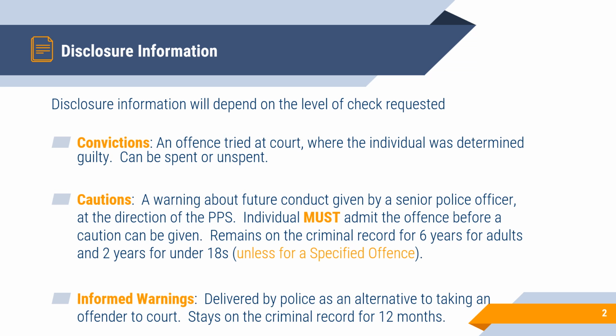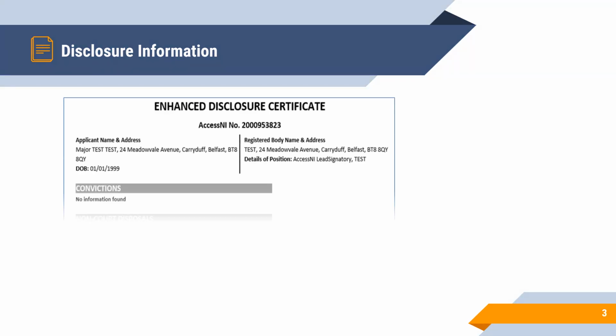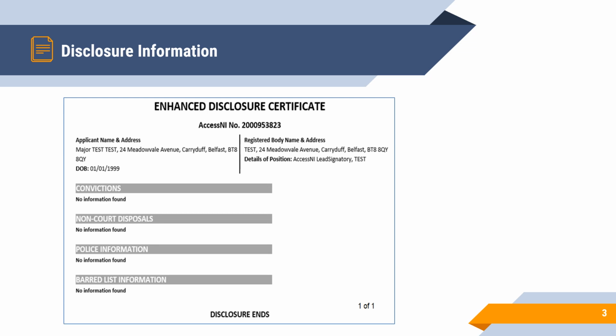Informed warnings are delivered by police as an alternative to taking the offender to court. Again, they are only disclosed on standard and enhanced checks for a period of 1 year following the date of the warning. If information exists, it is added to the disclosure certificate under the relevant heading, with convictions added first. Any cautions and informed warnings are added under the non-court disposals heading, with additional police information and barred information added as appropriate.